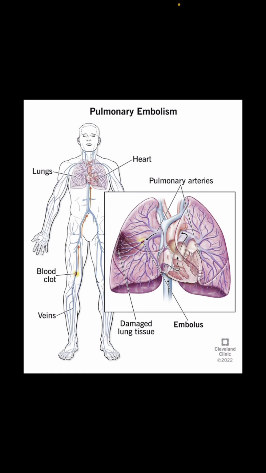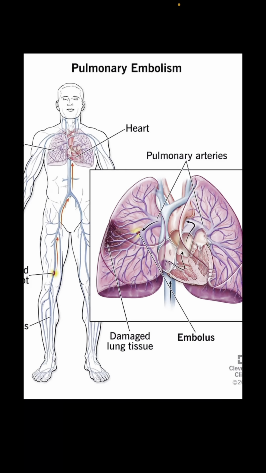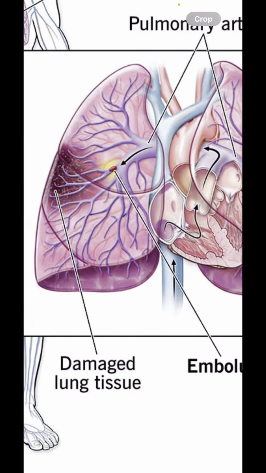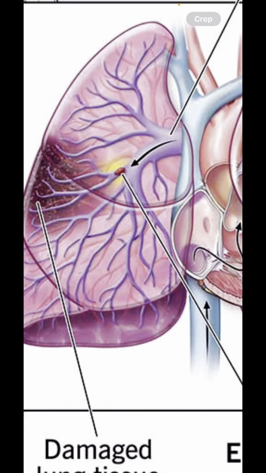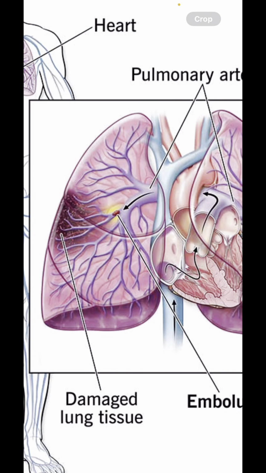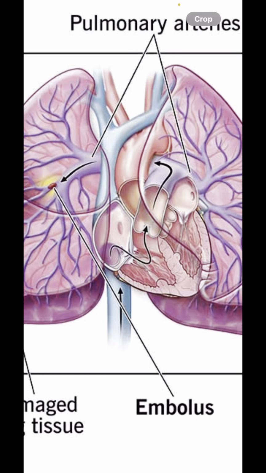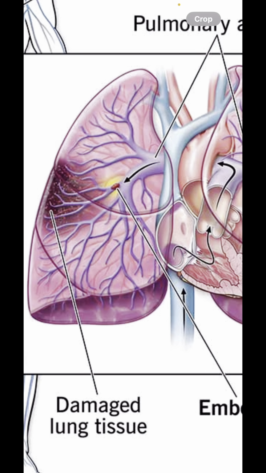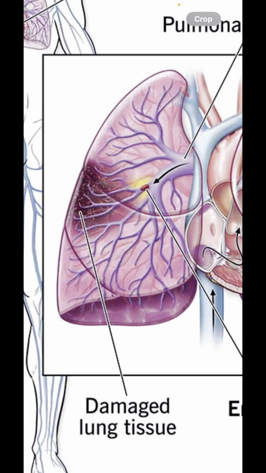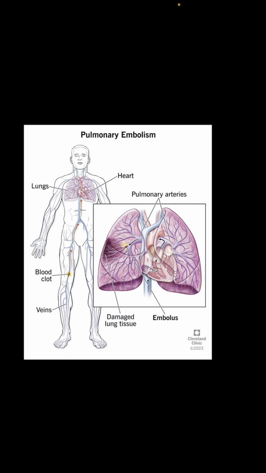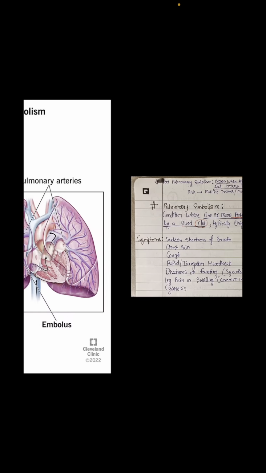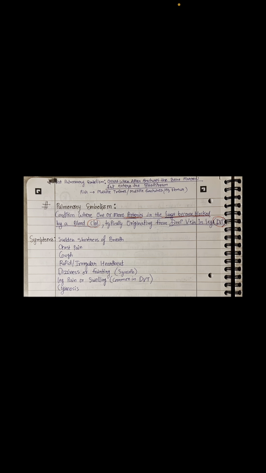So here is a photo showing pulmonary embolism. Pulmonary embolism simply means that a clot gets stuck in the pulmonary arteries, probably originating from the deep veins of the legs. We all know that when the clot or embolus gets stuck in the pulmonary arteries, the lung tissue starts to get damaged because of the lack of oxygen or lack of blood supply. Let's see how we solve the question for this.